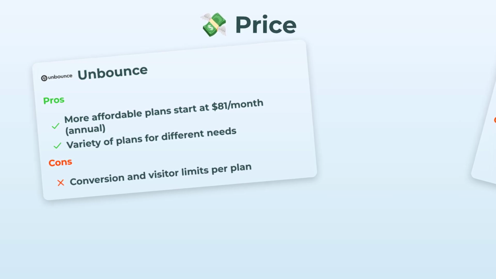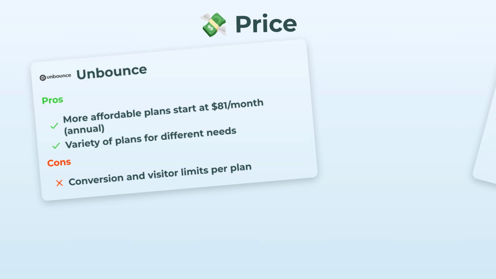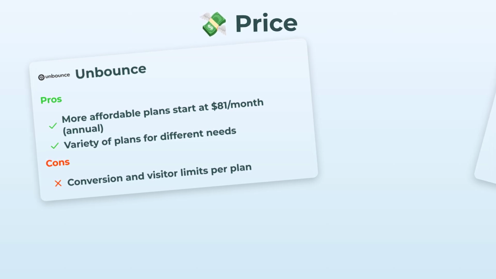So first up, Unbounce. The plans here are way easier on your finances, starting at just $81 a month if you go annual. Nice variety of plans too, so you can pick depending on how big your crew or campaign is. Although watch out for those conversion and visitor limits per tier.